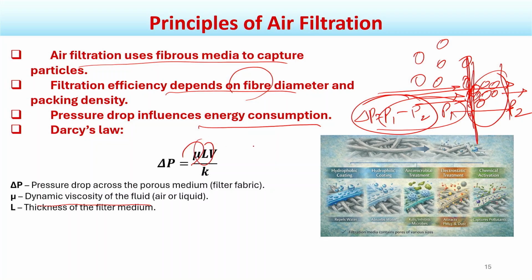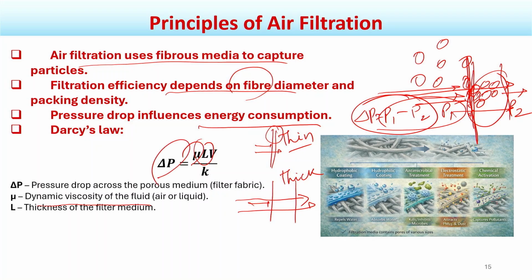L is the thickness of the material. Keeping the same porosity, in the case of a finer, thinner material, the air will travel a shorter distance than through a thicker material. This is a thick fabric, and this is a thin fabric. Here the air will take a shorter path, so that will actually enhance flow. Here, as the air takes a longer path through the fabric, the pressure drop will be high.